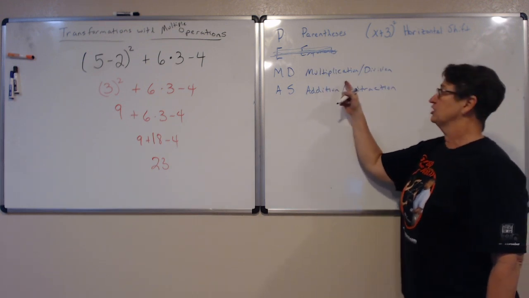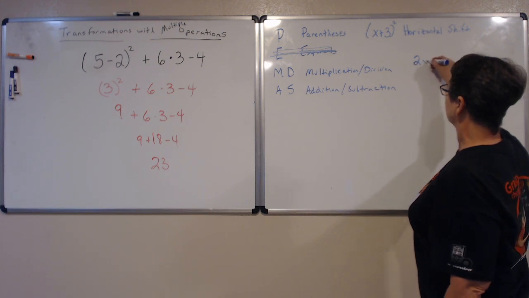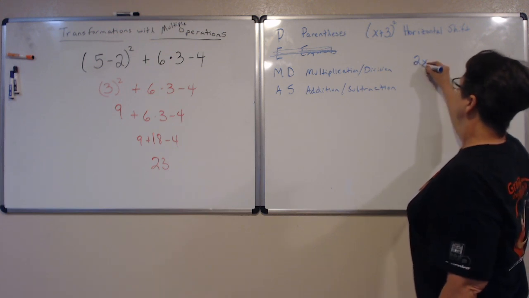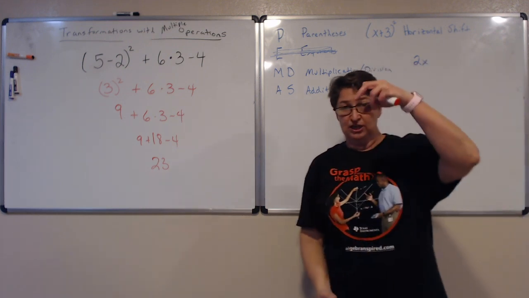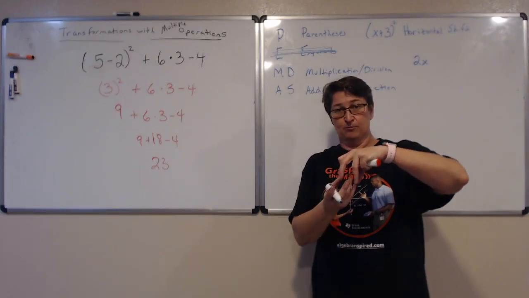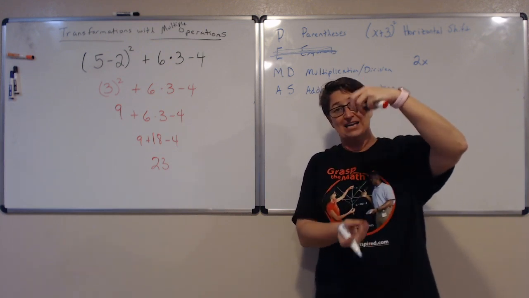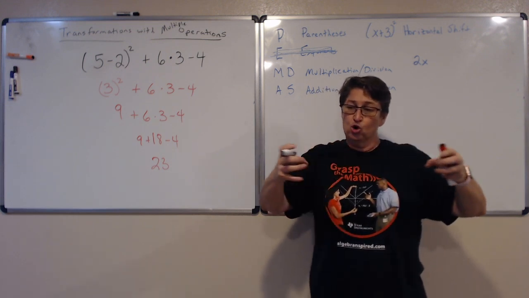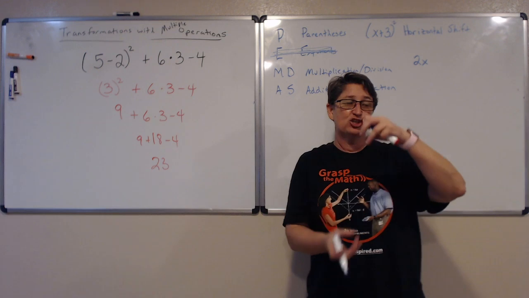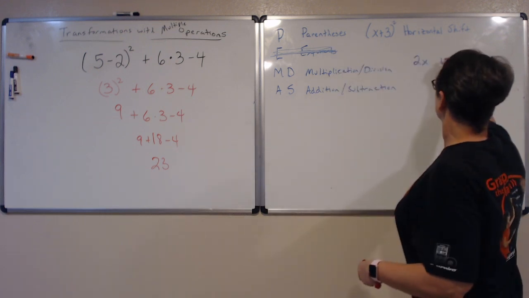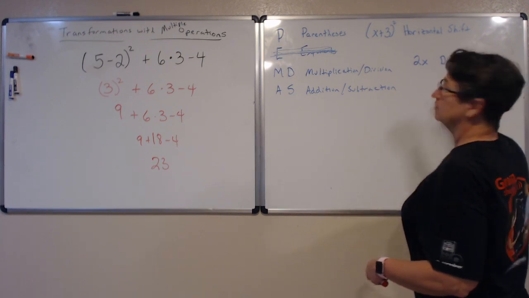Then multiplication and division. Well, when I'm multiplying a function by something, then I'm stretching it or shrinking it. I'm doing that dilation. So my vertical dilation or my horizontal dilation comes next. That multiplication where I'm dilating, my dilations come next.